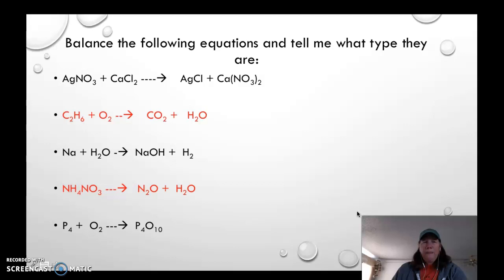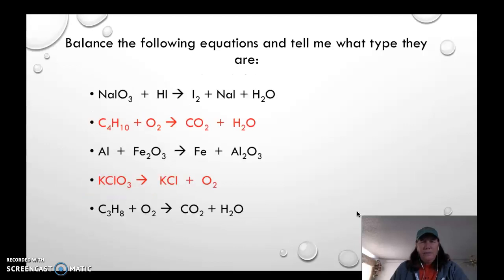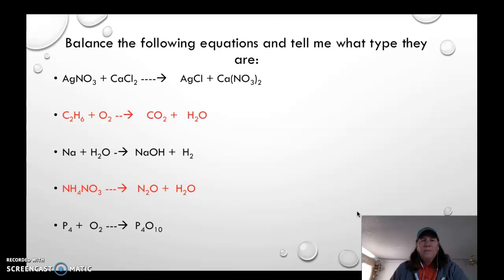Okay. Balancing equations and tell me what type they are. This is chapter 8. I didn't balance them, so I'll tell you what type they are. You can go back and balance them. This one, you start with 2, end with 2, so you know it's single or double. Got 2 compounds, 2 new compounds, it's double. Oops, sorry. This one, carbon dioxide and water, combustion.